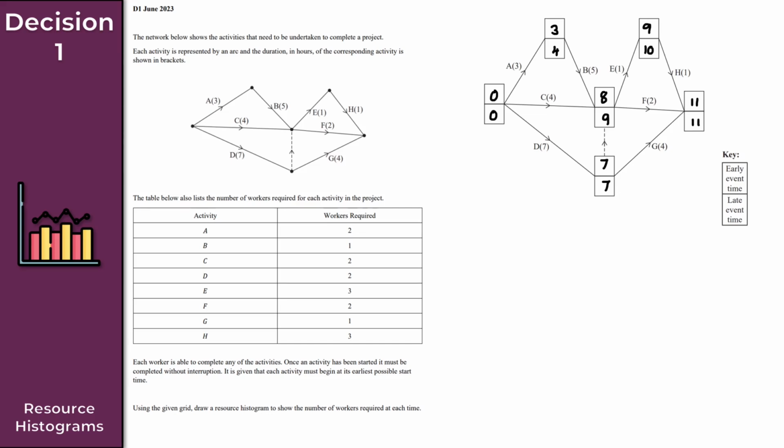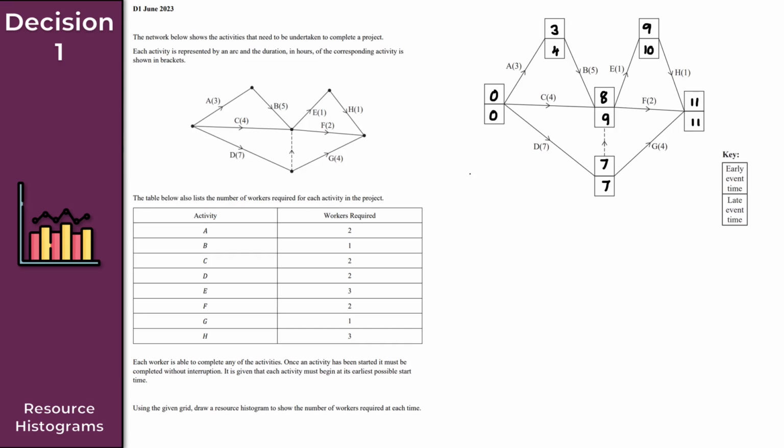On the actual exam question, this is from D1 June 2023. I think it's part A of the question, and all it wants you to do is find the early and late event times for the network. Clearly, for this question, I'm more concerned about the resource histogram as opposed to finding the early and late event times. Obviously, in an exam, they structure the question in such a way to help you answer the later parts of the question, if that makes sense.